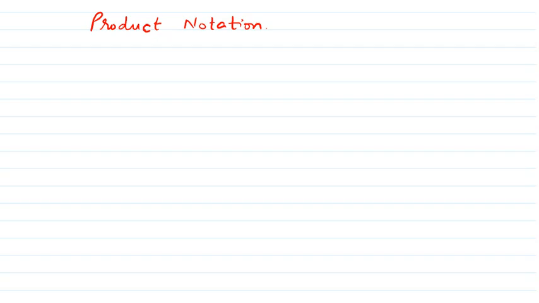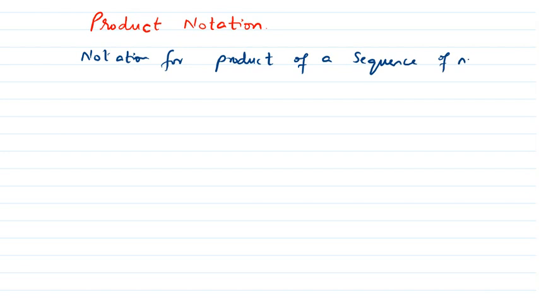That is notation for product of a sequence of numbers is pi, symbolically this pi sign, right?